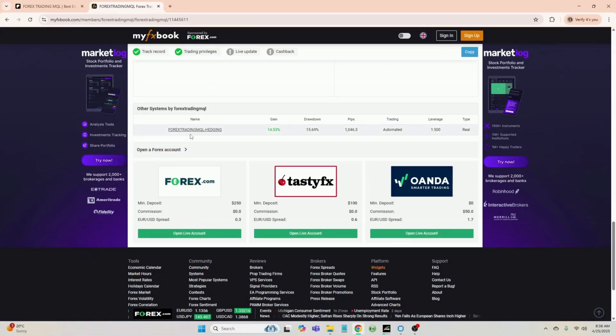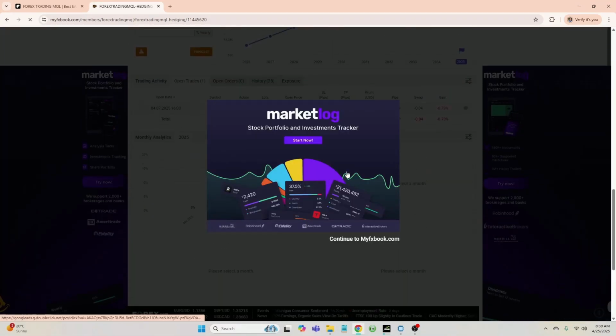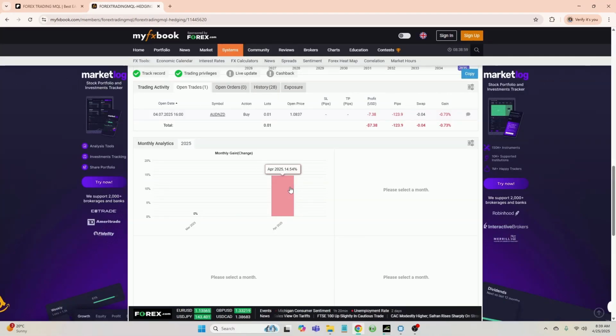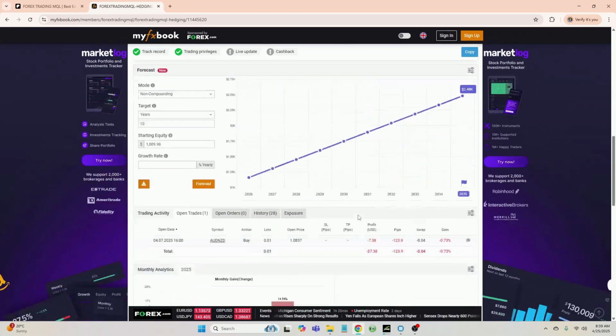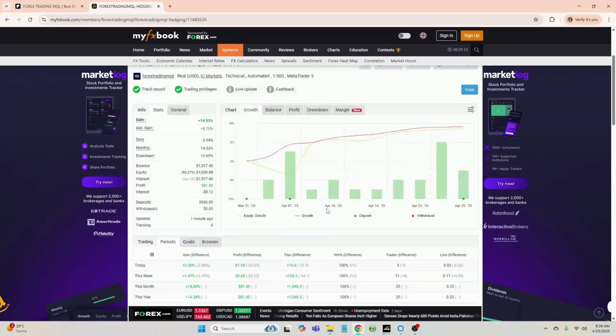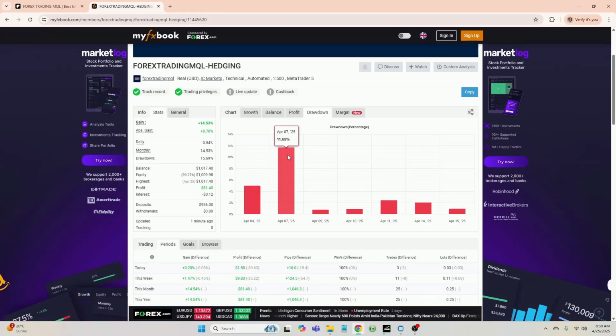As you can see over here, it's called Forex Trading MQL Hedging. We just started it, and as you can see, it's doing phenomenally well. In just April, it's already at 14.54% just this month, and we just started it this month. It's April 25th right now. We did have a 15% maximum drawdown. April 7th is where we actually had 11.68, but we have had a maximum of 14.53% drawdown.